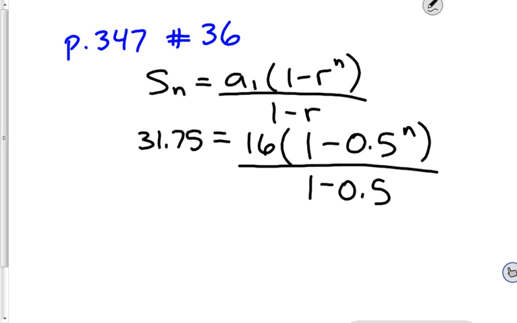So I have this formula. The only unknown is the n. I have to solve for the n, right? So I know I'm going to have to use some logarithms because that n is an exponent, and the only way I can solve for a variable that's an exponent is with logarithms. So let's start this out. I know 1 minus 0.5 is 0.5. So I'm going to start out multiplying both sides by 0.5, so that I can cancel this out with that. Now, 0.5 times 31.75.